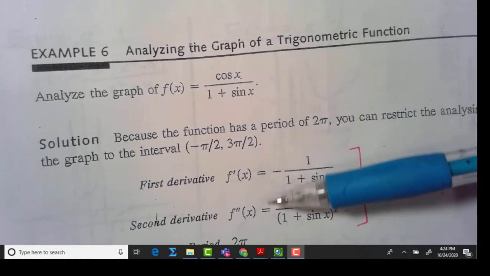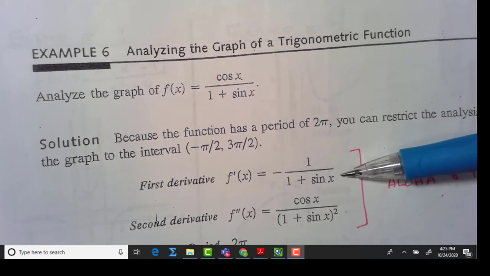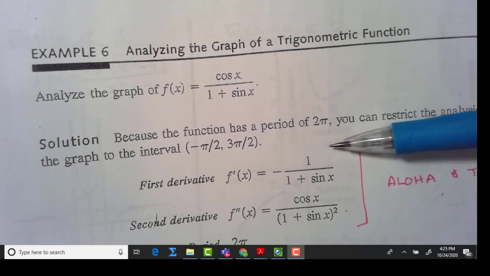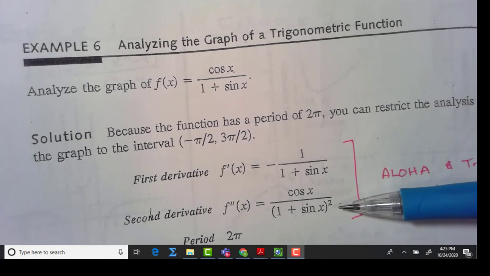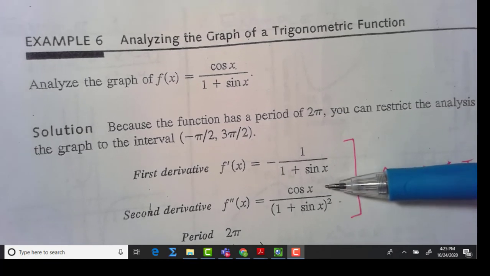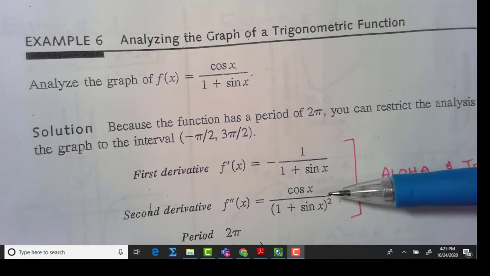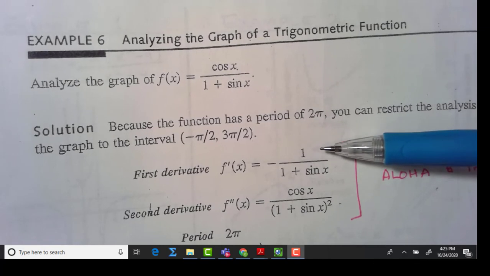Now, let's look at first and second derivative. You will notice first and second derivative, again, the denominator is going to be undefined when x is 3 pi over 2. This is never going to be 0. Let's look at the second derivative. The second derivative will be undefined when x is 3 pi over 2, but when will it be 0? This will be 0 when x is pi over 2, because that's where cosine is 0. So we have a possible point of inflection at x equals pi over 2. We have no time where the first derivative is 0.